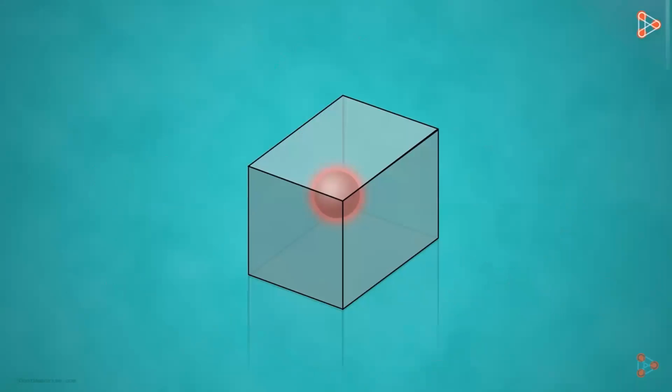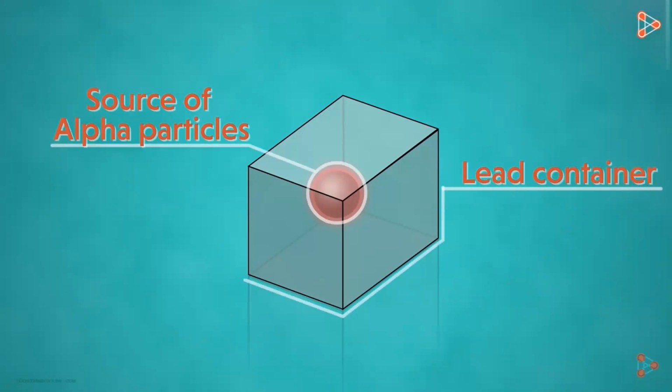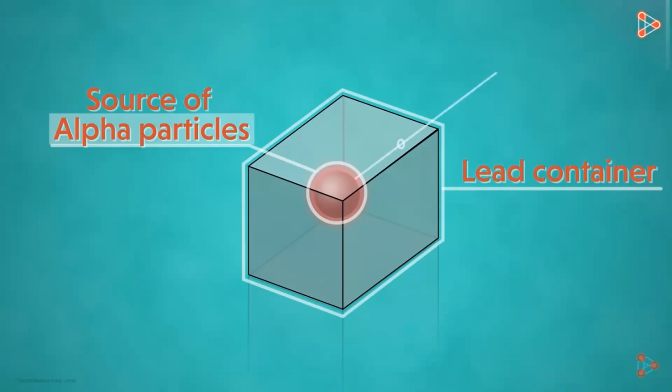As we can see here, he used a source of alpha particles locked in a lead container with a very small slit. This ensured that the alpha particles only came out through a small opening and travelled in a straight line.